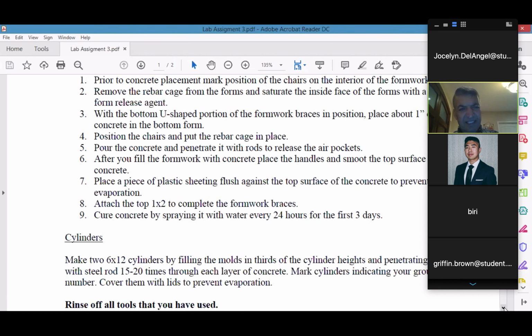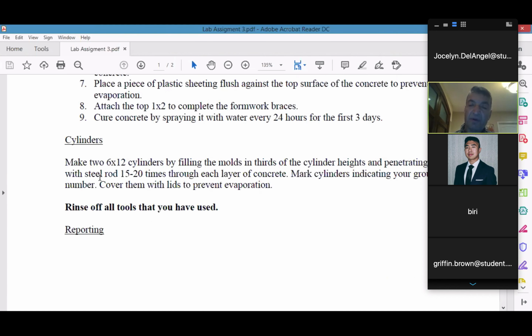So with that, then you fill the cylinders. Remember, we have 2 cylinders in there. Make 2 6x12 cylinders by filling the molds in thirds: 1/3, 2/3, 3/3. And as you're doing that, you're tapping it with the steel rod. You've done that in the materials lab also.